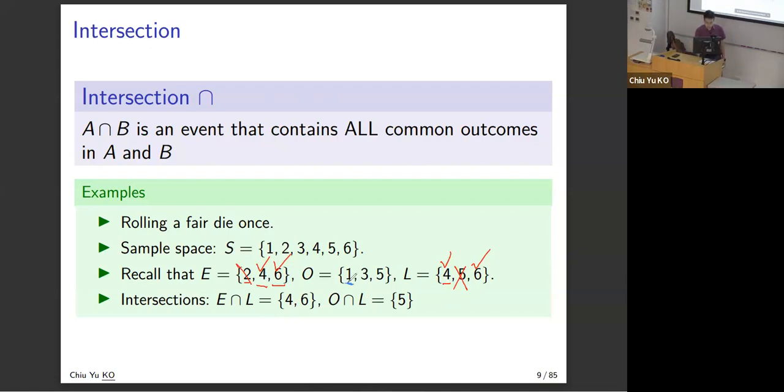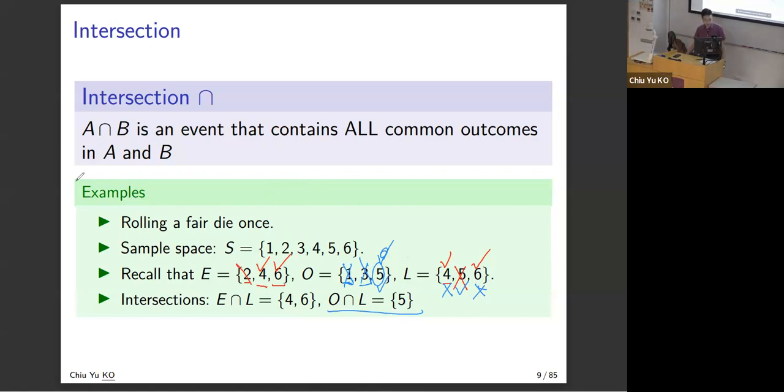Is 1 in L? No. Is 3 in L? No. Is 5 in L? Yes, we'll take it. Maybe 4 below, right? Take it, and check again. Is 4 in O? No, not really. 5, you check. 6, is it? No. So that's only 5. Okay, so it's just grabbing the same thing from the two sets, right? Picking something in common, the intersection. Repeat, it's just picking something in common.